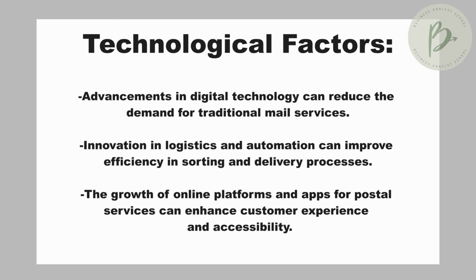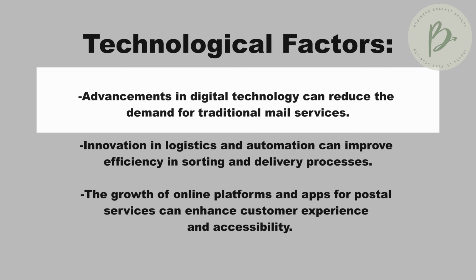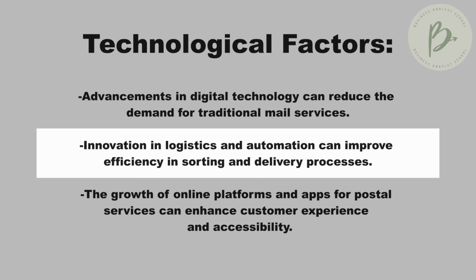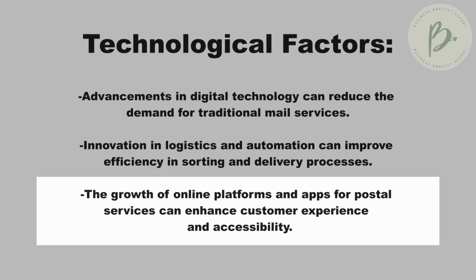So examples could be advancements in digital technology, which can reduce the demand for traditional mail services. Another one is innovations in logistics as well as automation, which can improve the efficiency in sorting and delivery process. There's a lot of manual work around post offices, so creating some sort of efficiency through technological means will help. Another one is the growth of online platforms and apps for postal services, which can enhance customer experience and accessibility. So when you look at these external factors, opportunities and threats, you're starting to identify opportunities to improve the business.